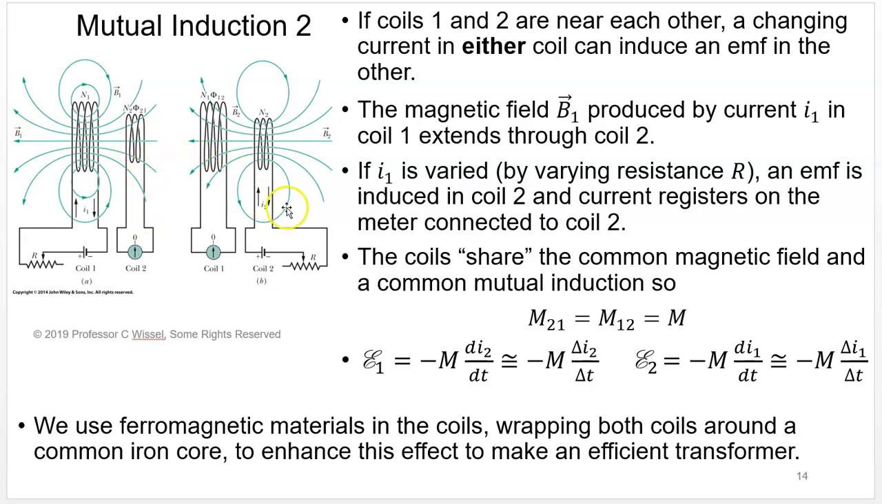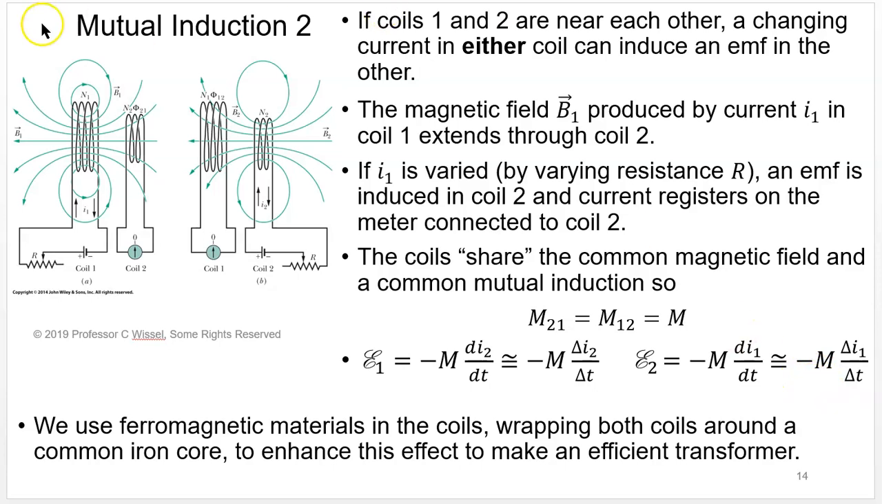And it doesn't matter which one is doing the changing, as long as they both share this common magnetic field, M21 equals M12, and that equals M. So E1 will be equal to minus M dI2/dt, or approximately equal to minus M delta I2 over delta t. E2 is equal to minus M dI1/dt, and approximately equal to minus M delta I1 over delta t. The minus sign comes from Lenz's law to remind us that you cannot violate conservation of energy.